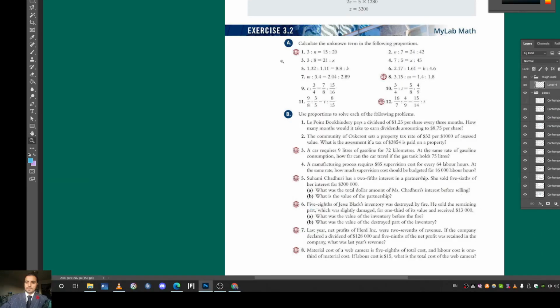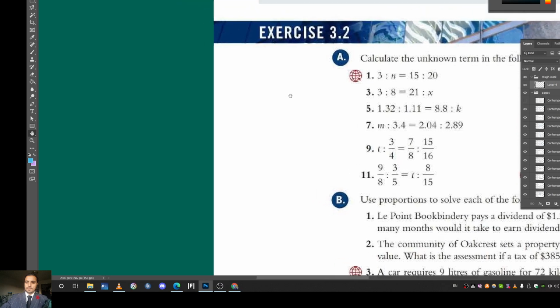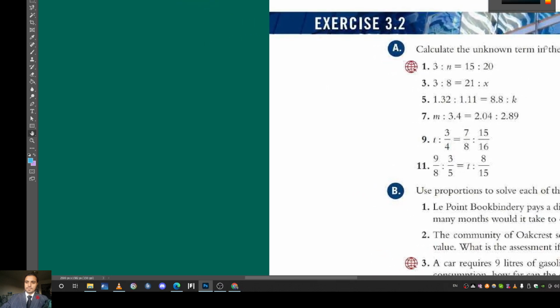Okay, folks, welcome back. So now we are going to look at some questions. So let's start with this one. Okay, so 3 ratio n equals 15 ratio 20. Okay, and so what we're being asked to do is figure out the value of this n, right?